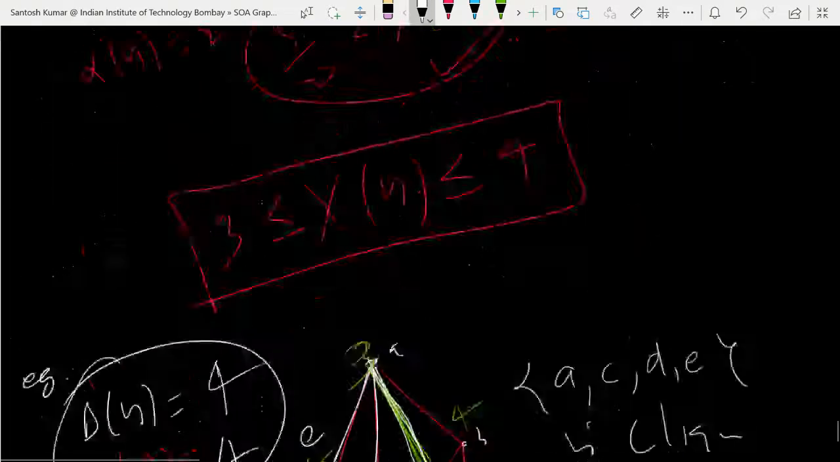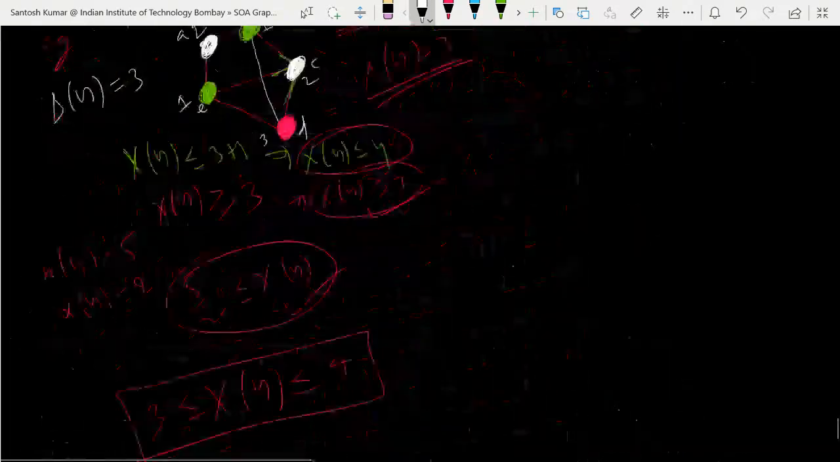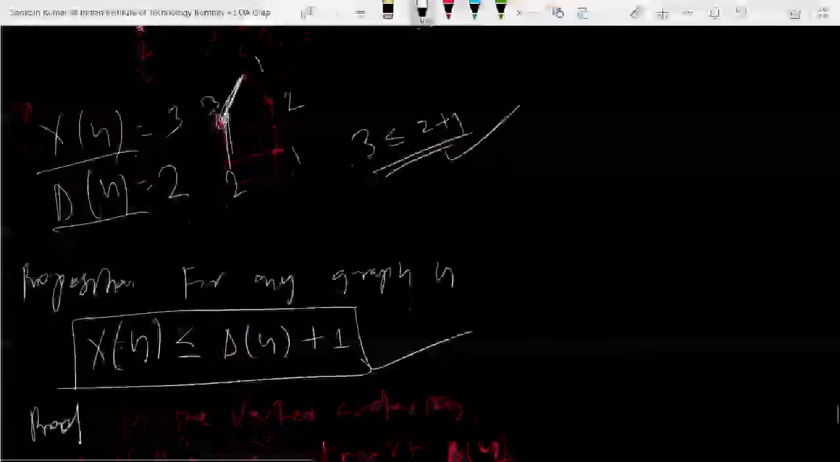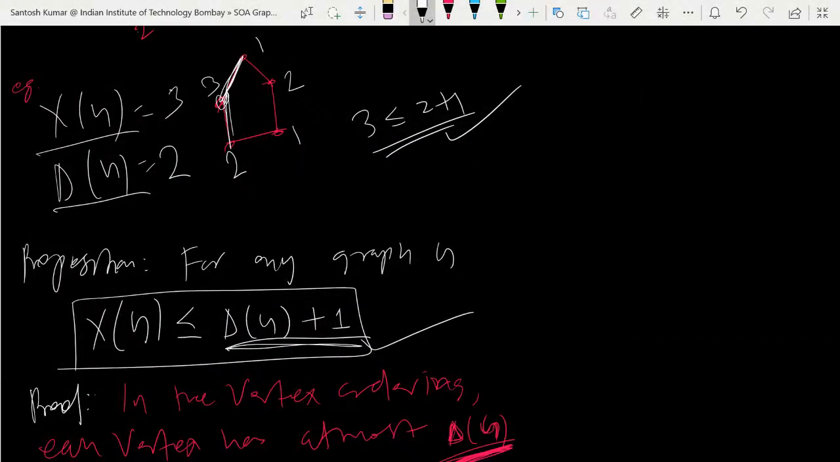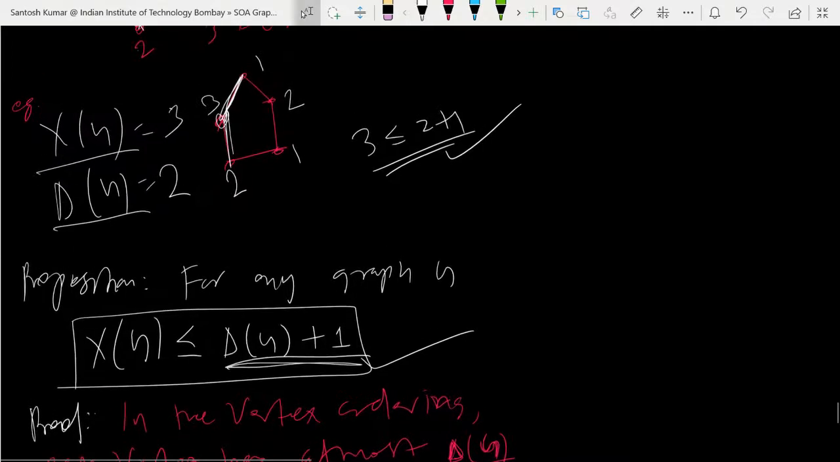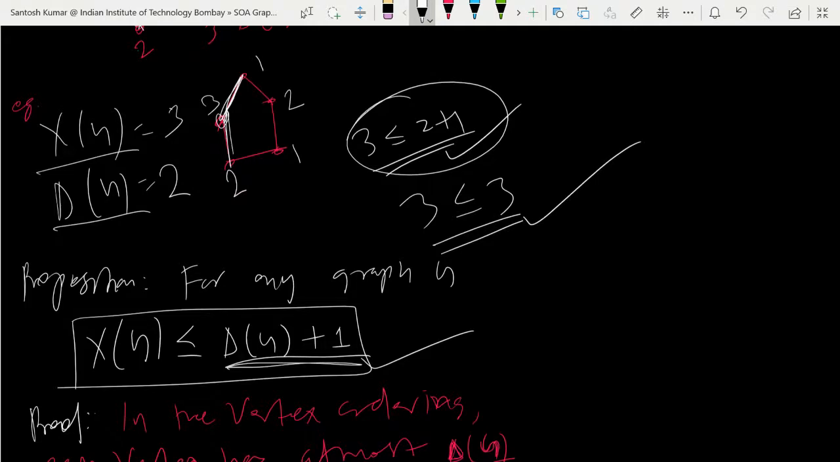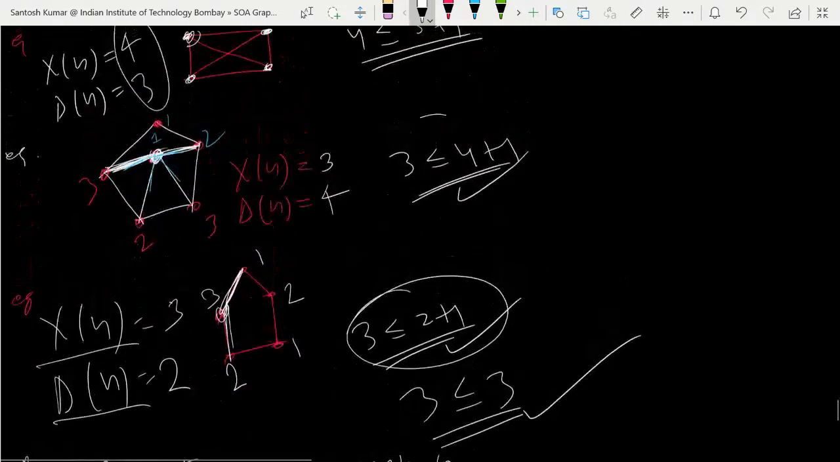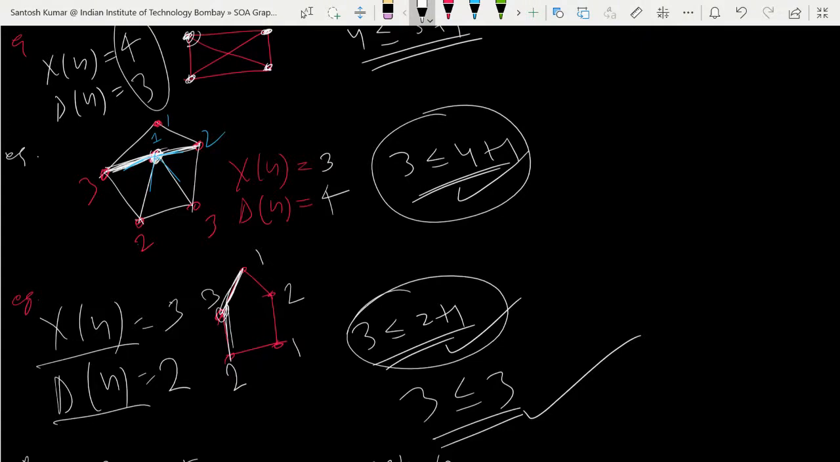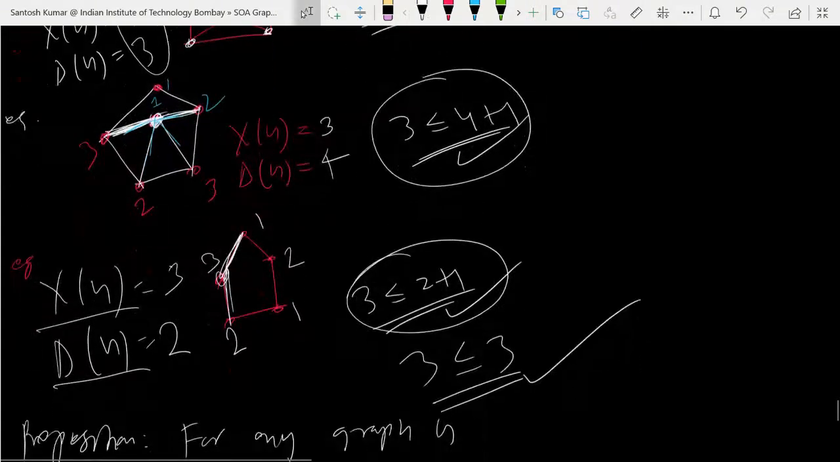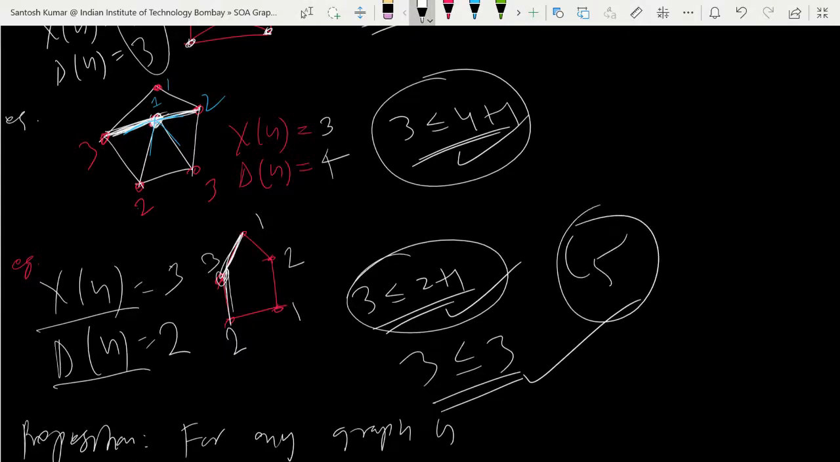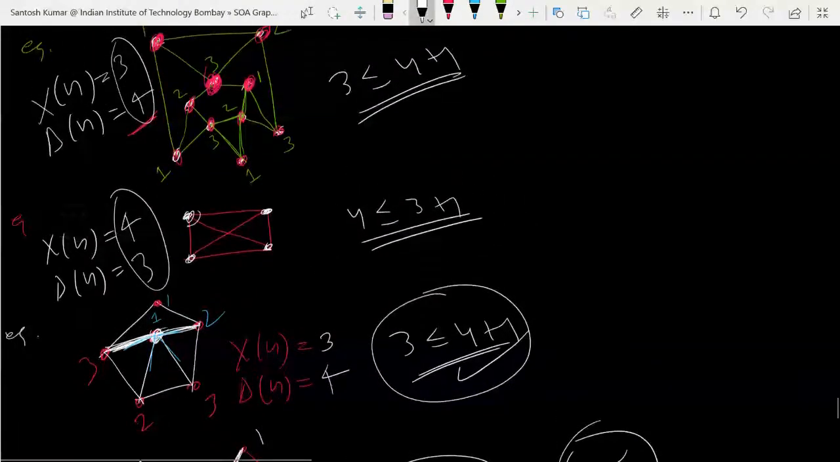So we had a few examples. Let us see. Here, this was the upper bound. I know the chromatic number is less than or equal to delta G plus 1, but in which situation will it be equal? See here, 3 was less than or equal to 3, so here equality was achieved. Here it was not. Try to see those graphs where equality is achieved. This is C5, at C5 the equality was achieved. Here it is not achieved.